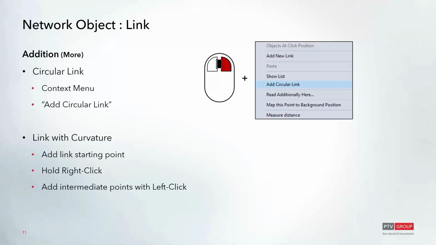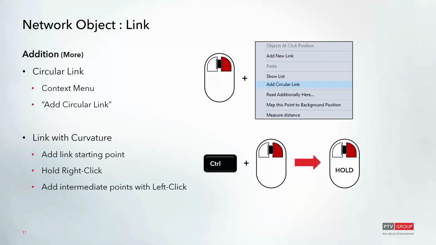And for the most part, a lot of links will need to have some sort of curvature. So, like what we just talked about, you can add your link starting point with that Control right-click, and then you can hold that right-click button down, and you can continue to add any intermediate points with a consecutive left-click. And we'll go through all of this in more detail in a small example near the end. A lot of this will become second nature once you are starting to model and using the software.